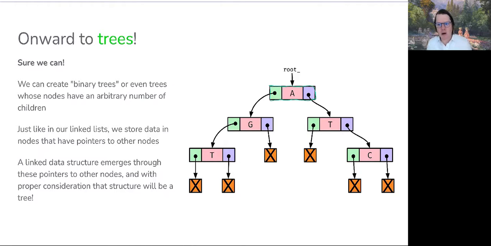And obviously, because we are dealing with this structure that is not linear, to move from one node to the next node, we have to determine, well, are we going left or right at this particular branch, if you will. So we'll get into that here shortly. But we can see here that just like the linked list, a linked data structure can emerge through these pointers to other nodes. And with proper consideration, we can formulate a structure that resembles, in this case, an upside down tree.